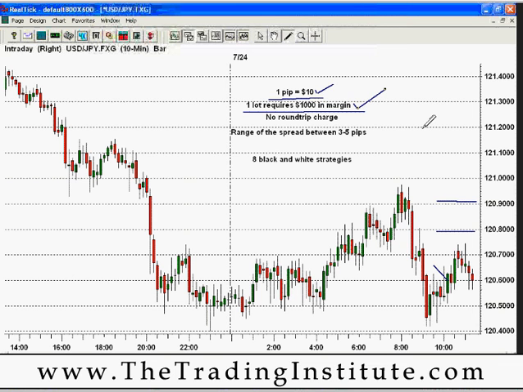Spread between the bid and the ask, and then you pay a commission to exit. In this marketplace, we only pay on entry, and that entry cost is calculated on the spread between the bid and the ask. That spread is always fixed. However, the range of the spread is between 3 and 5 pips.